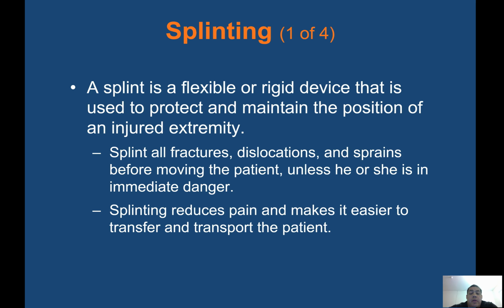Splinting. A splint is a flexible or rigid device that is used to protect and maintain the position of an injured extremity. So splint all fractures, dislocations, and sprains before moving the patient, unless he or she is in immediate danger. This can be an emergency move. Splinting reduces pain and makes it easier to transfer and transport the patient.